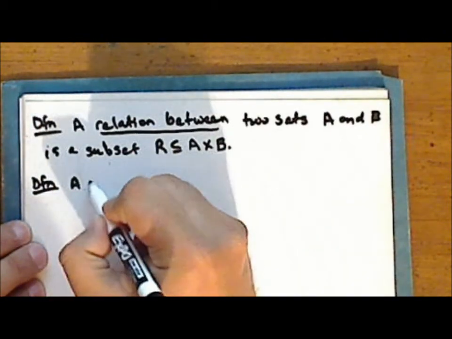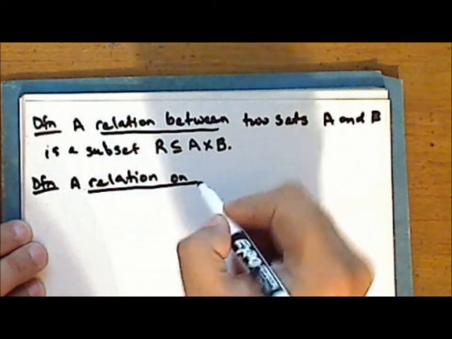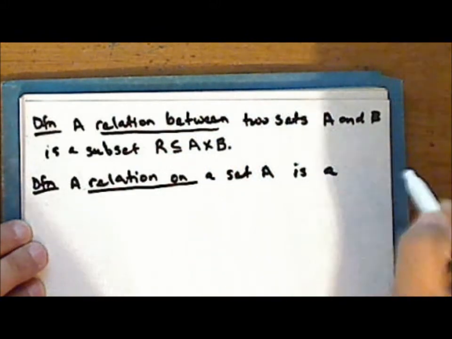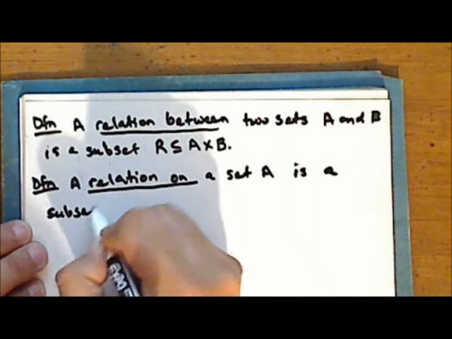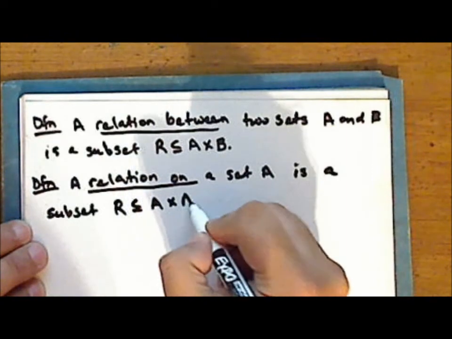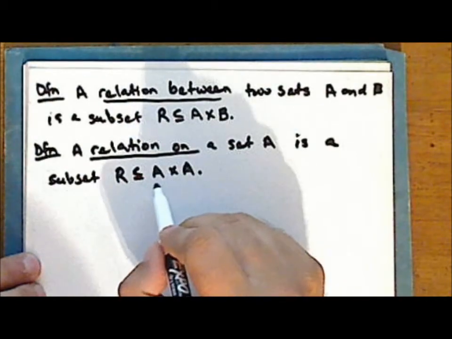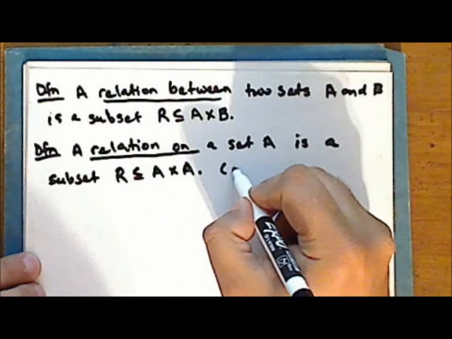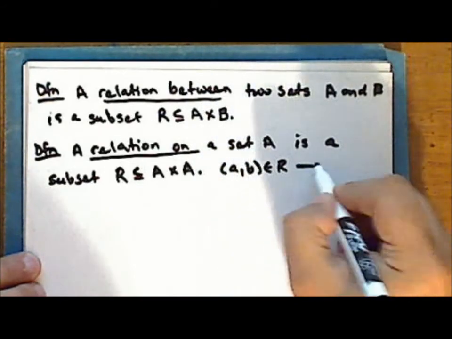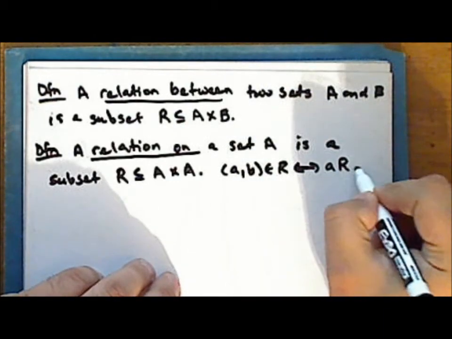Now, a relation on a given set A is a subset R of the Cartesian product of the set with itself. So oftentimes, rather than showing the relation as an ordered pair, that is (a, b), for instance, is in the relation, we indicate this with a relational notation, that is, a is related to b.